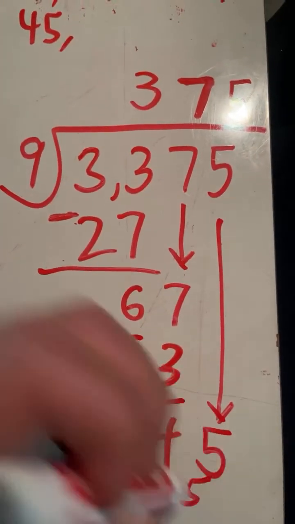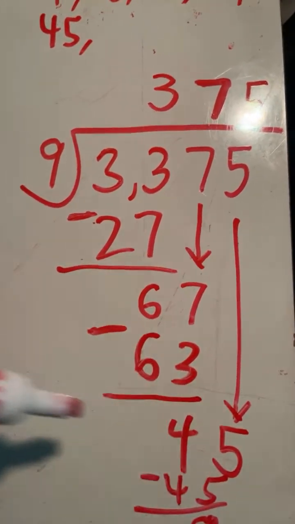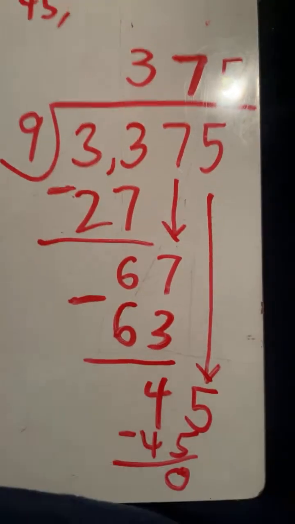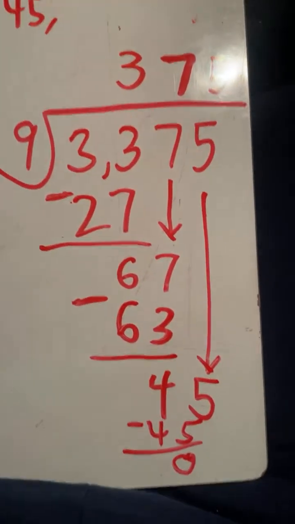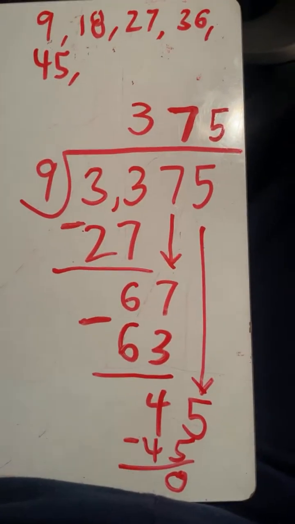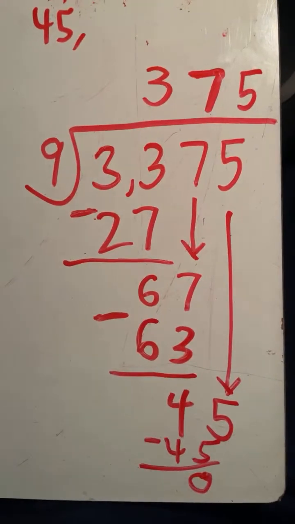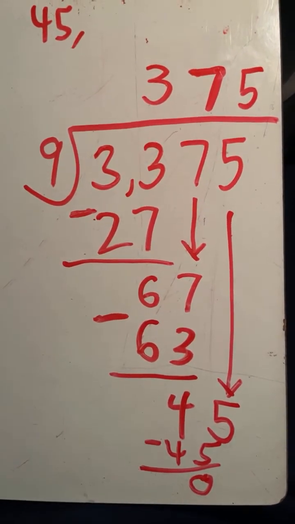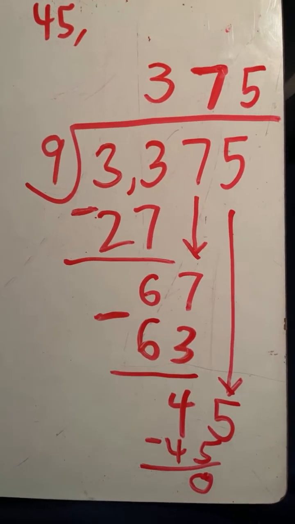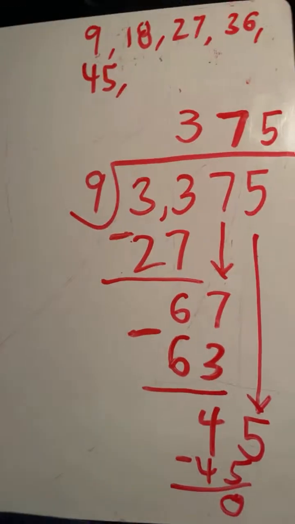And 45 minus 45 equals 0. So we have the final answer here. Glare on the light's kind of messing up my swag here, but here we go. 3,375 divided by 9 equals 375.